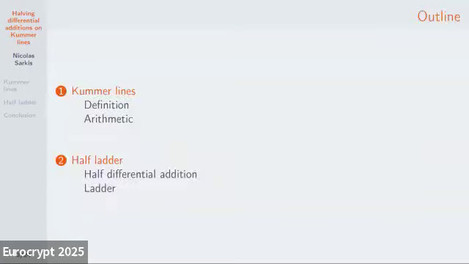So this will be the outline of the talk. First, I define what is a Kummer line and talk a bit about their arithmetic, and then introduce the new half ladder.